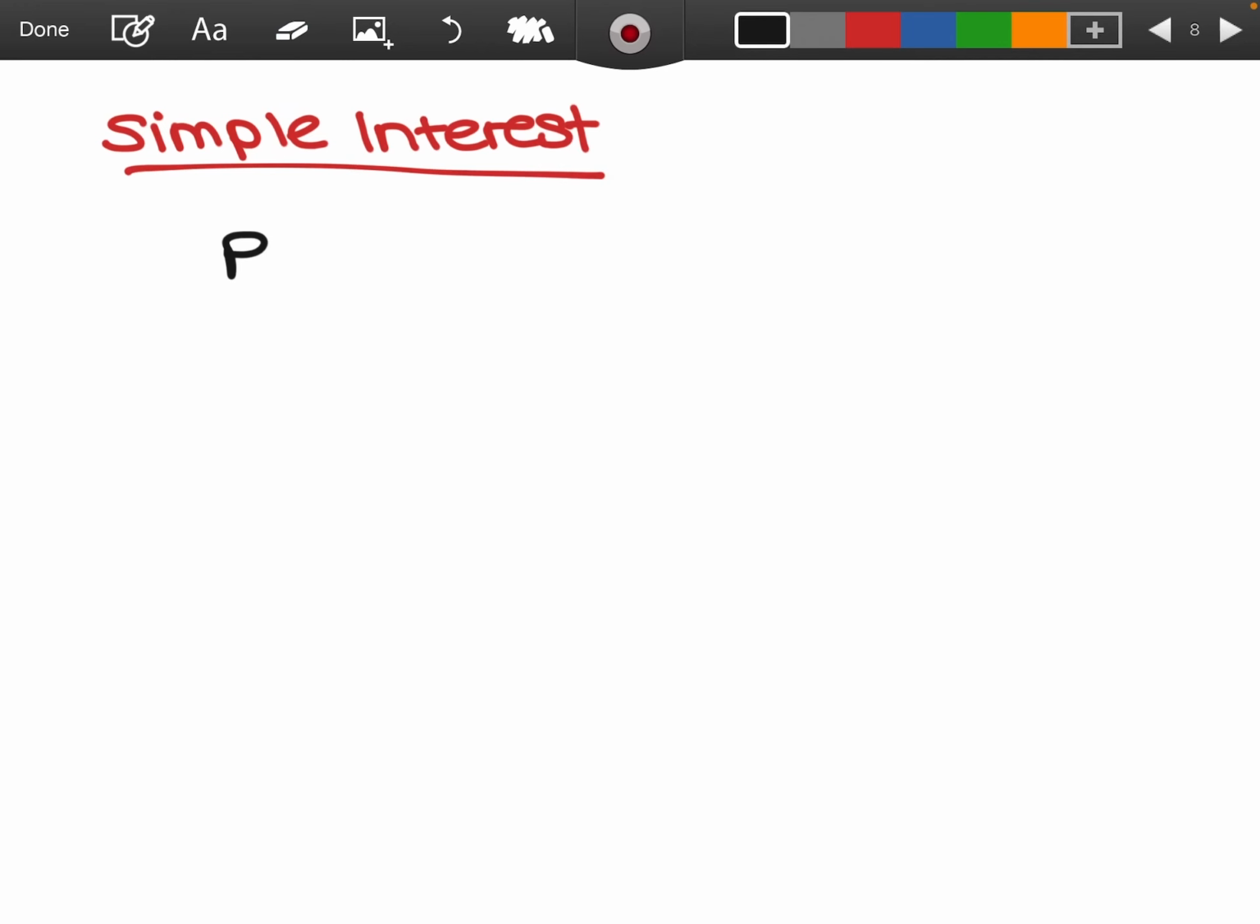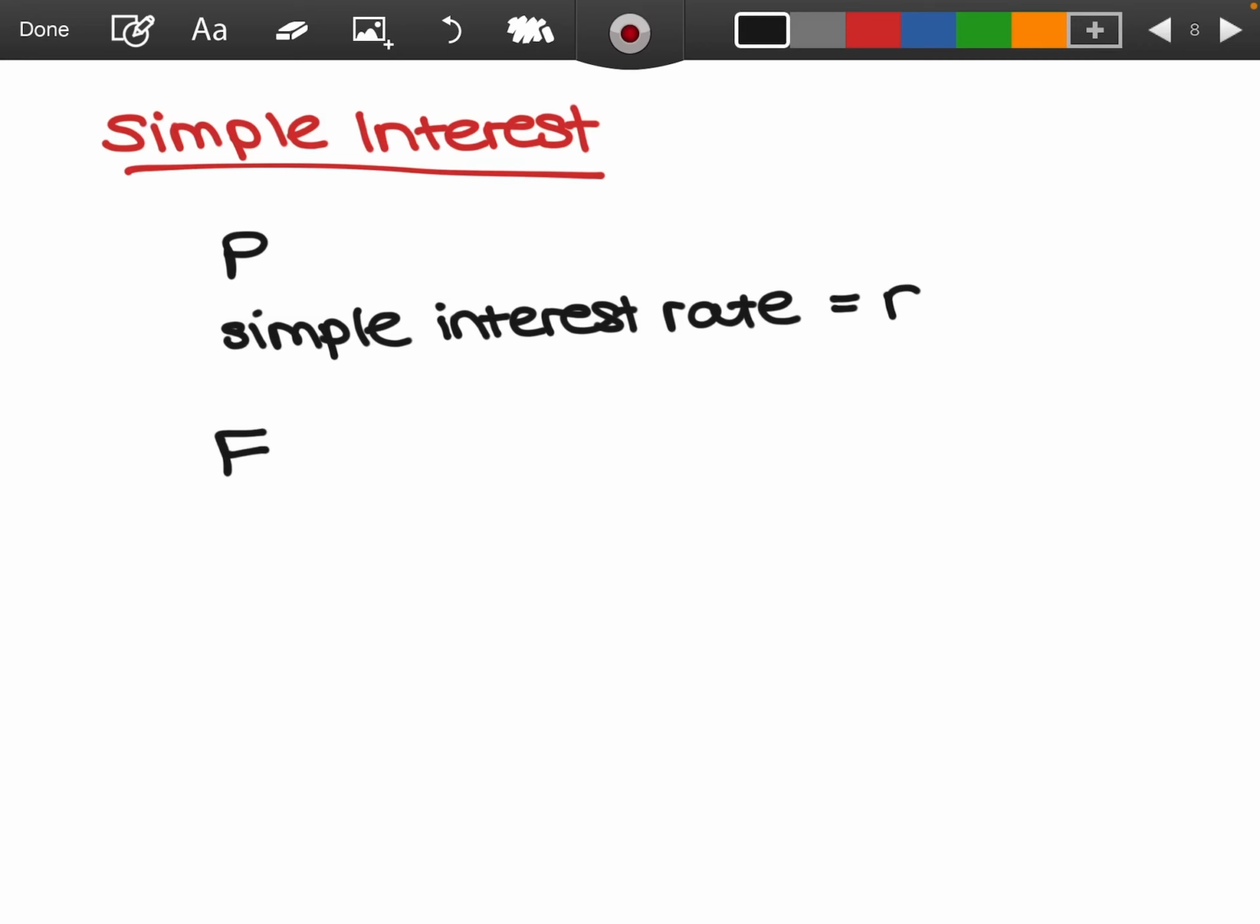So let's say you start out with some principal amount P. Okay, that's how much you put into the account at the start. Okay, and then let's say that you are given a simple interest rate of R. Okay, now your future value after n pay periods is going to be the principal amount plus, let's talk about this term here, n times R times P.